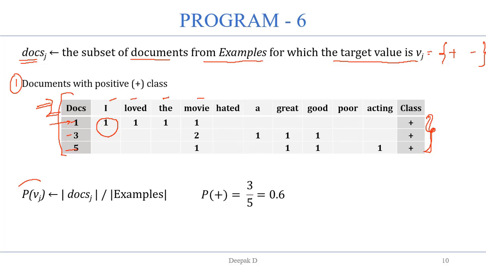So how do you identify the probability of Vj, that is, the probability of positive? How many documents are there? There are 3 positive classes within 5 documents. So 3 divided by 5 gives 0.6 as the probability value for your positive.